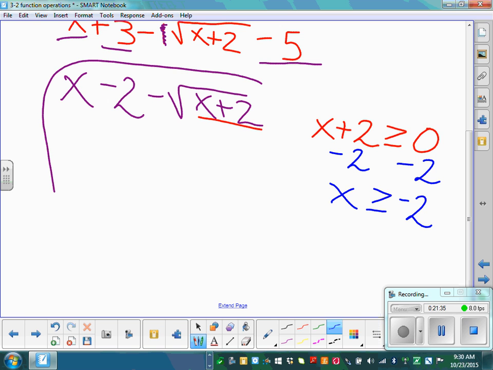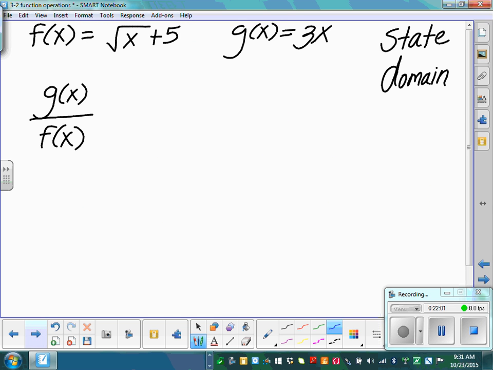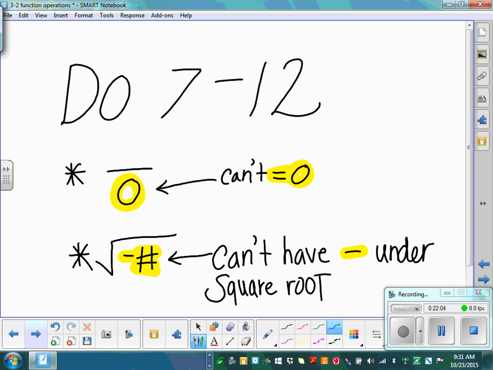If I plug in negative 2, what am I going to get? 0. That's okay though, right? We can have a 0. Does everybody see why that works? Any x values as long as it's greater than or equal to negative 2. So that's our answer. Domain is x values must be greater than or equal to negative 2. Anything lower than that won't work. Does everybody see how I did that? No questions. We're all okay. Okay, then do problems 7 through 12. These are the two places we have issues. So 7 through 12.